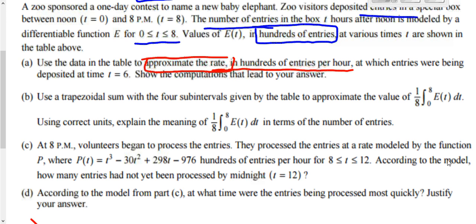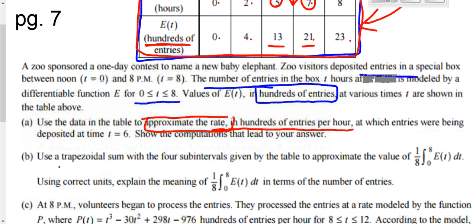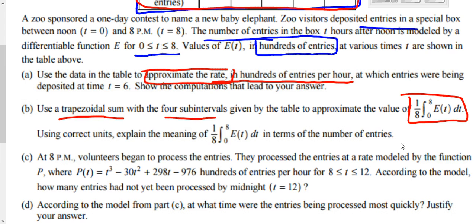So, part B. Part B says use a trapezoidal sum with 4 subintervals given by the table to approximate the value of 1/8 times this integral. Using correct units, explain the meaning of 1/8 times the integral from 0 to 8 of E of t dt, in terms of the number of entries.